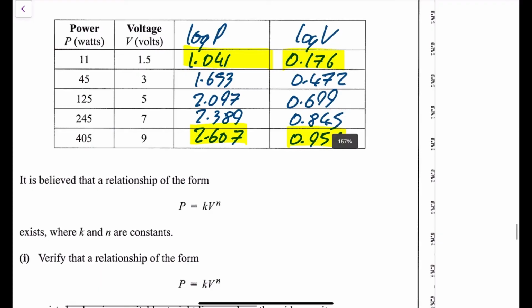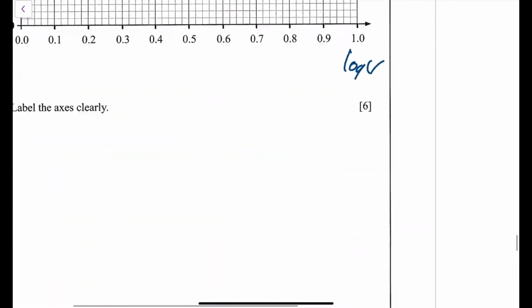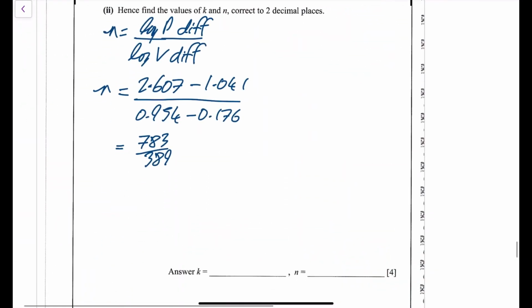Okay, n was your gradient. And where we got that from then, so you can see that was this one here, 2.607 minus your 1.041, and then over 0.954 minus minus 0.176. So that's how we got this value, magically got this value here.